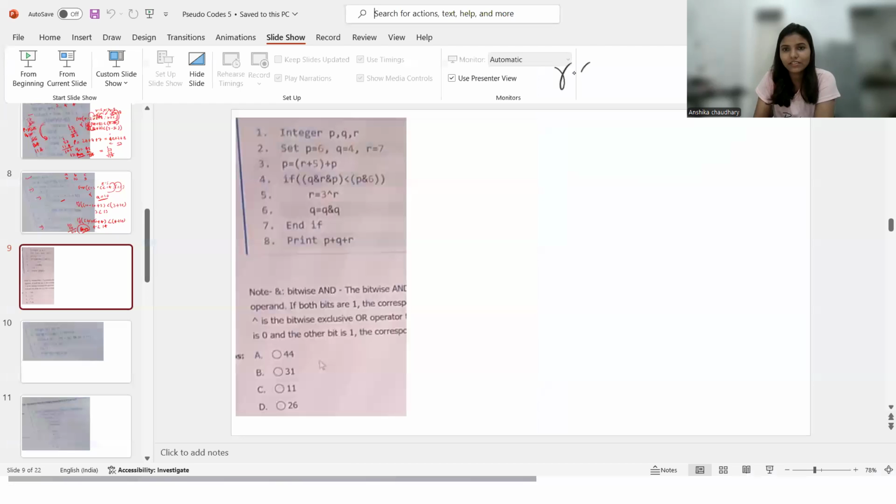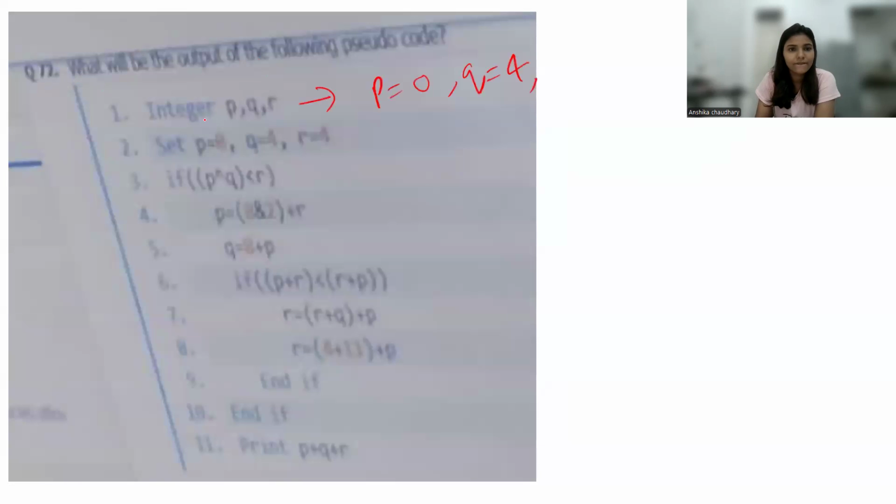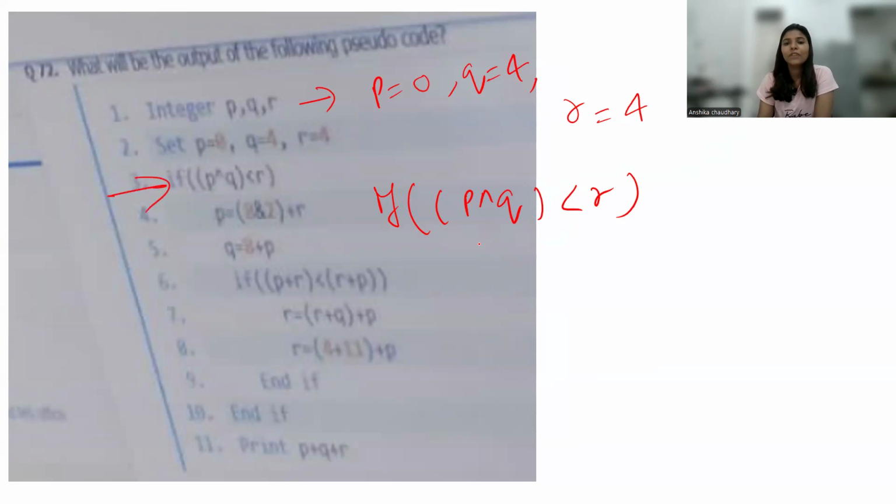Next question is, there are integers P, Q, R, and P contains 0, Q contains 4, and R contains 4. Now here, the condition is: if P XOR Q is less than R. This is the condition written over here. So the P value is 0, XOR Q is 4, is less than R, which is 4.